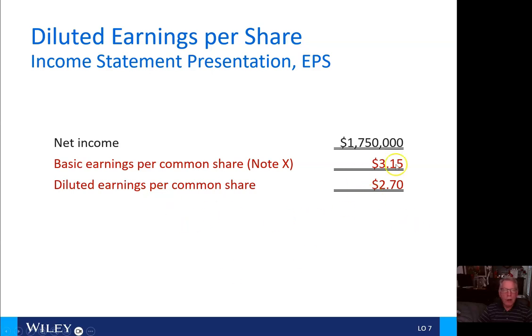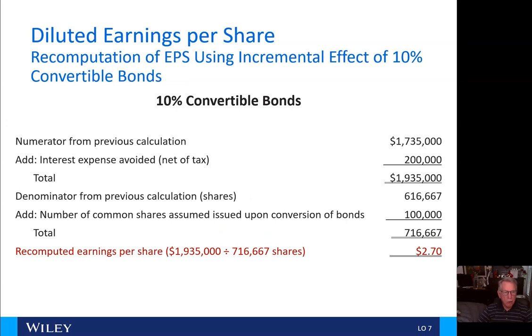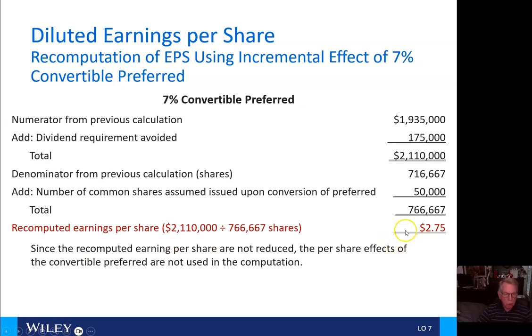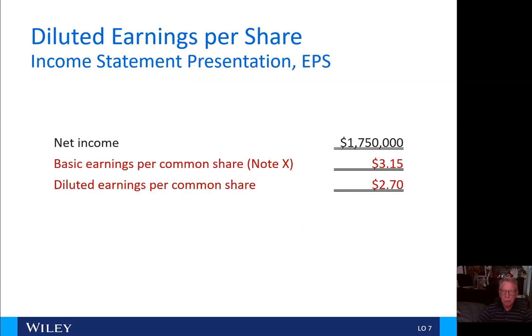So our net income then is going to be $1,750,000, the basic earnings per share that we did earlier, and now the fully diluted earnings per share of $2.70 that we calculated here, not the $2.75 that we calculated with the 7% convertible preferred. Okay.